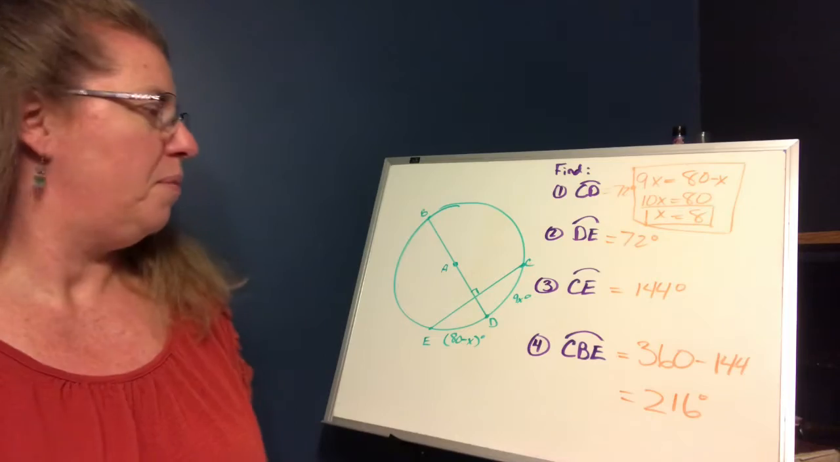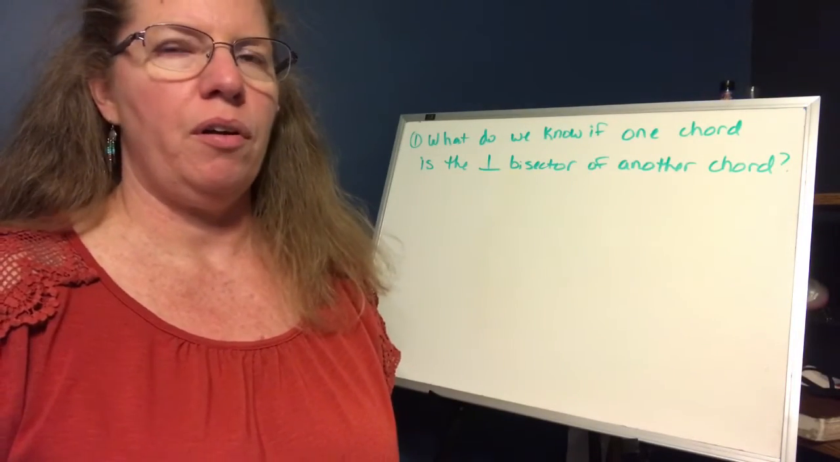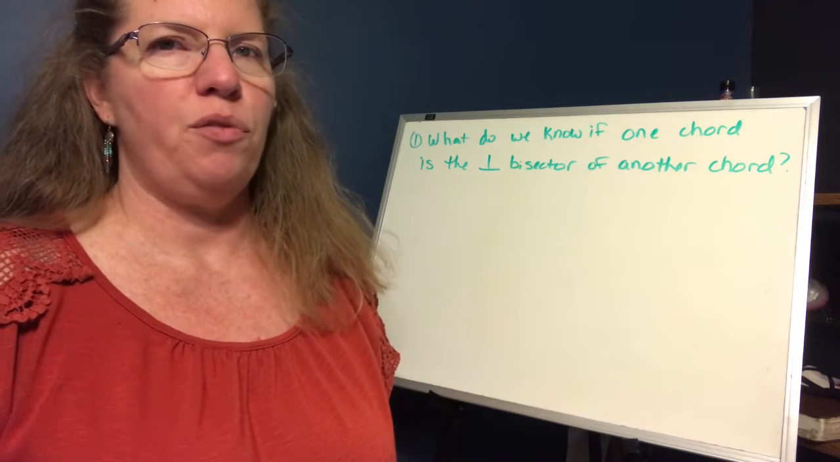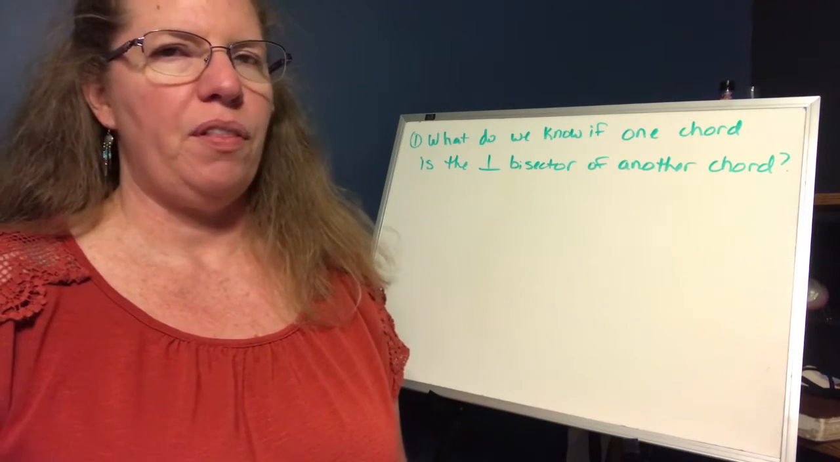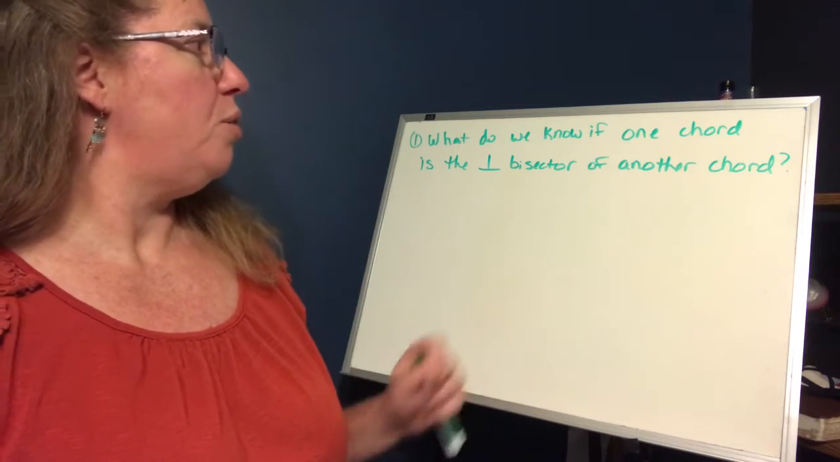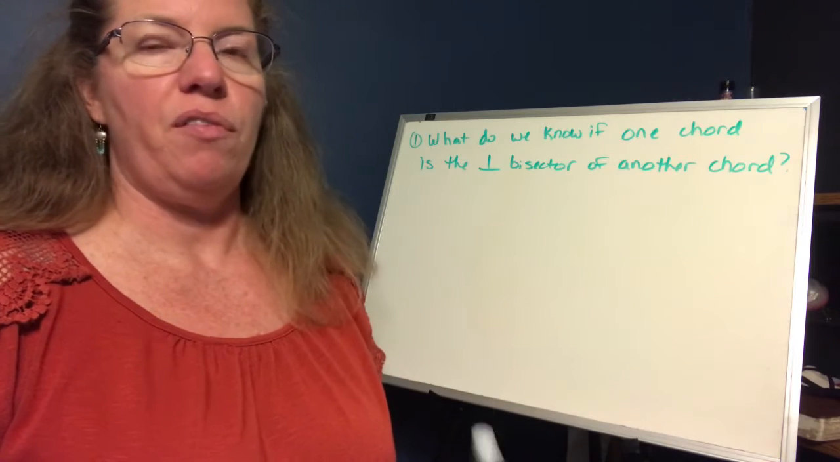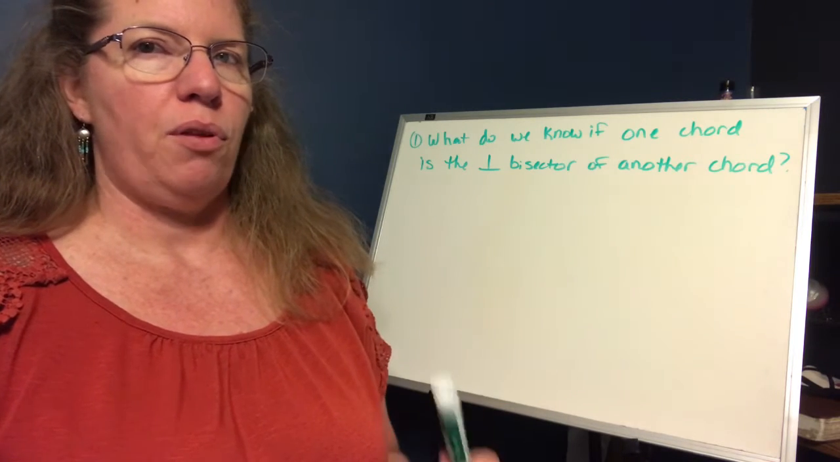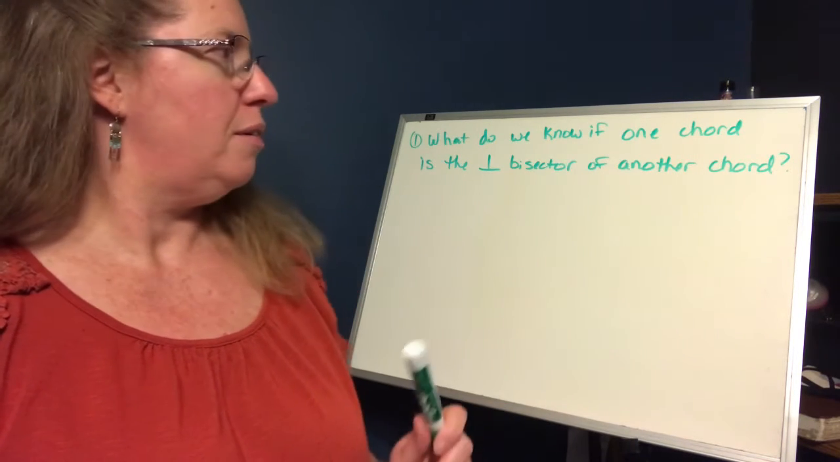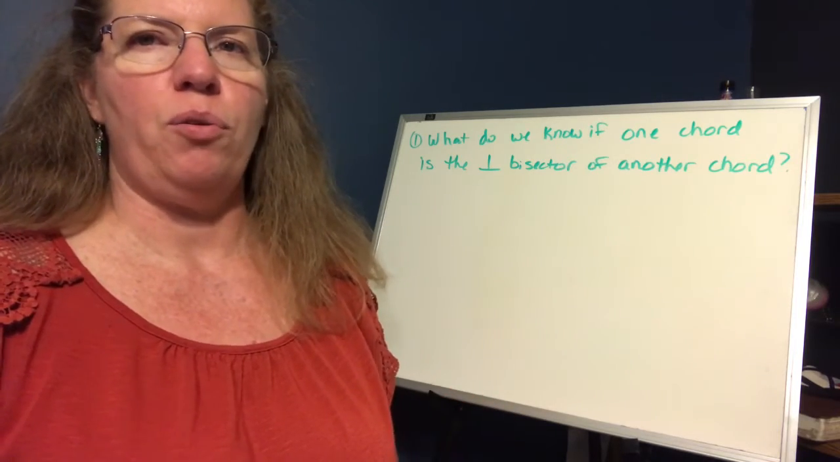All right, let's look at one more thing. Take a look at your first question. You're going to write down the question and the answer for me at the end of the video to get credit for watching it. Question 1: what do we know if one chord is the perpendicular bisector of another chord? So think about it. We just talked about it.